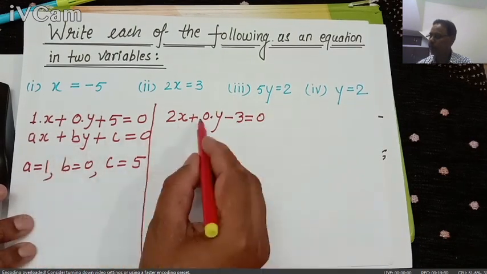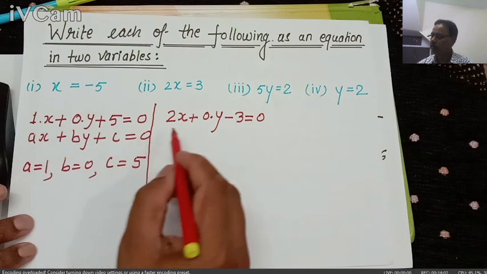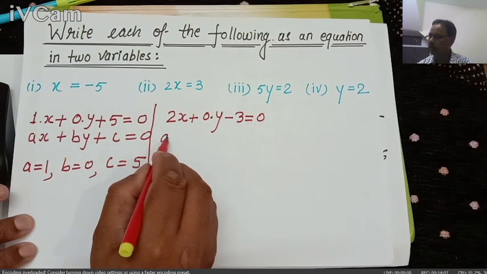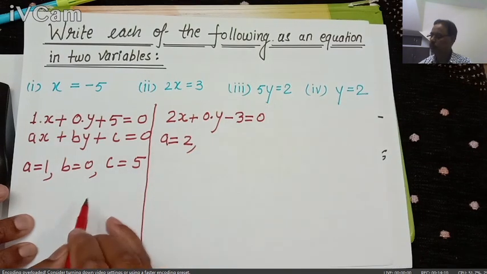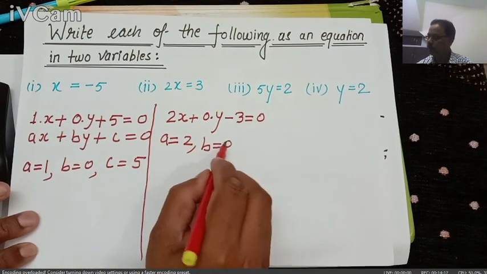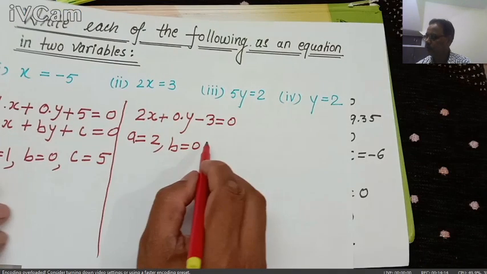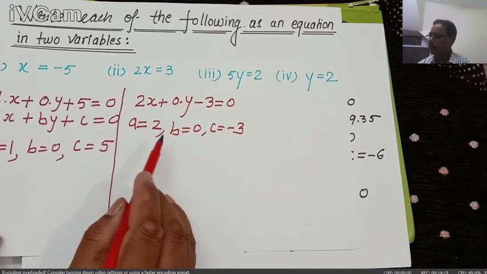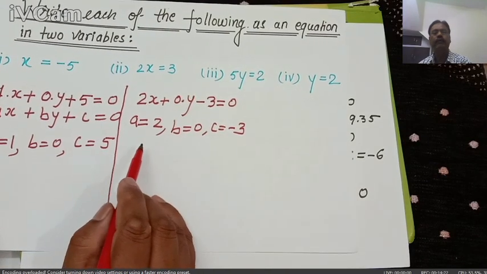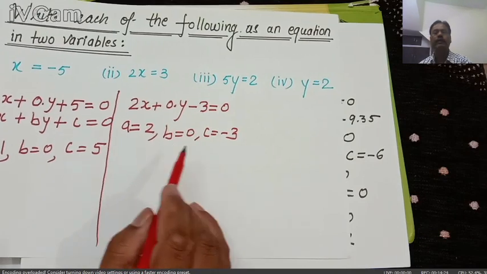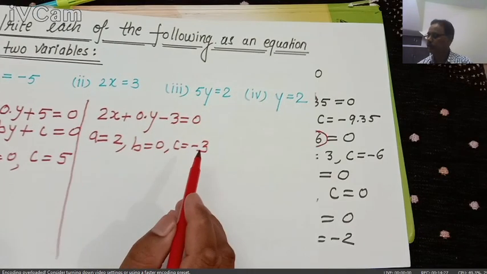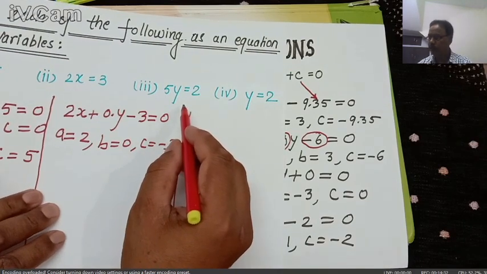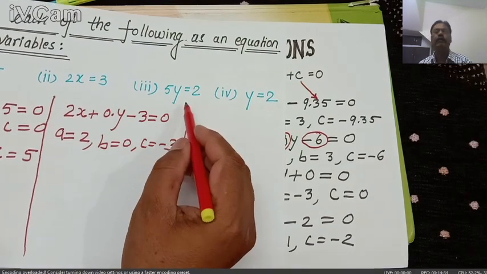Now let us match it with this: ax plus by plus c equal to 0. So we can write here a equal to 2 and b equal to 0 and c equal to minus 3. So we have written it in the standard form, and also we have written the values of a, b and c like that.